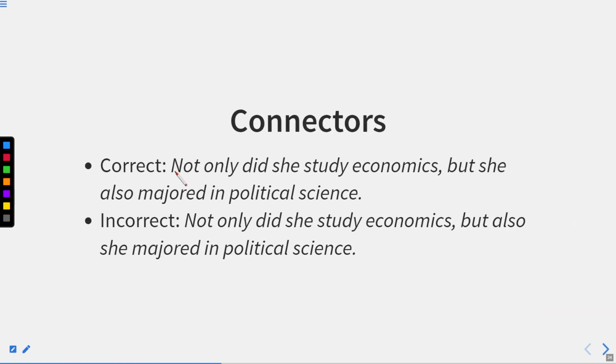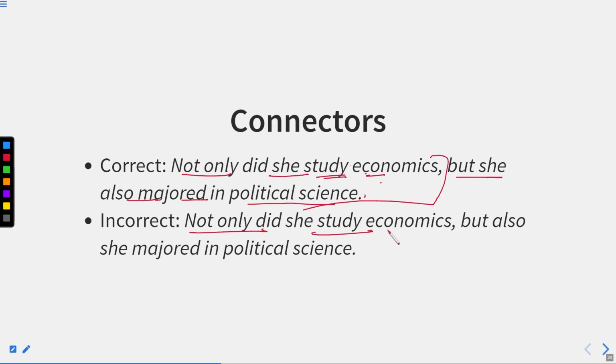Then connectors. For example, if we have a sentence like, "Not only did she study economics, but she also majored in political science." Now, not only did she study economics, what did she study? She studied economics, but she also majored in political science. So she has done both the things. Okay, so this is something good or great for her. Or we can say, "Not only did she study economics." Okay, so this is one part, and another part is "but she also majored in political science."